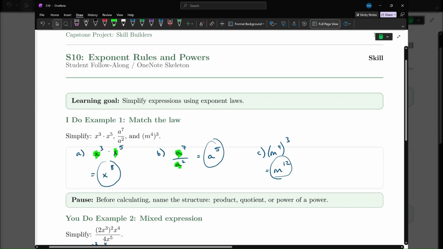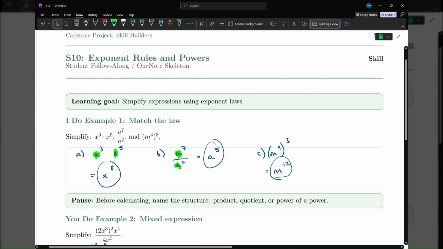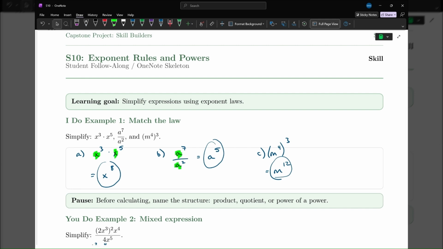So here's one for you to try. Simplify 2x cubed all squared times x to the power of 4 divided by 4x to the power of 5. So a little bigger than mine, but basically just all the pieces together. So pause the video, try that one, and we'll talk it through.